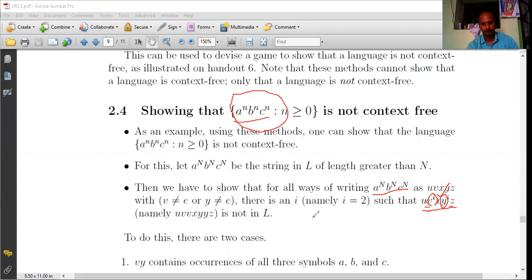This is how we can prove the given language is not a context free grammar by using the pumping lemma.